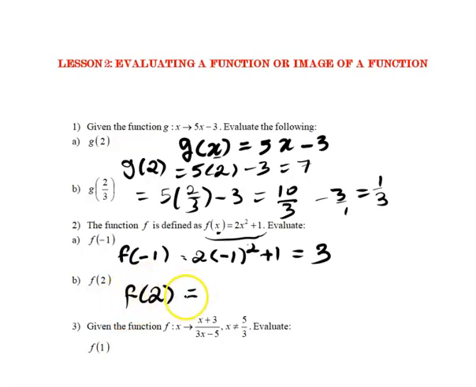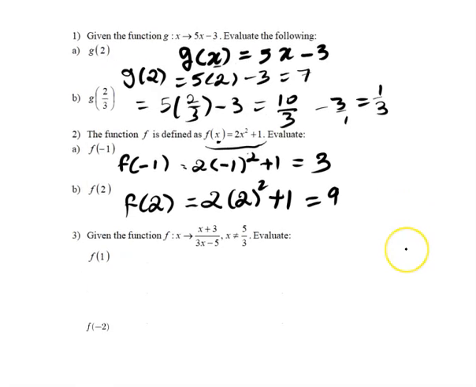f of 2: I square it, plus 1. 2 squared is 4. 4 times 2 is 8. 8 plus 1 is 9. Is that okay? That's how you evaluate a function.